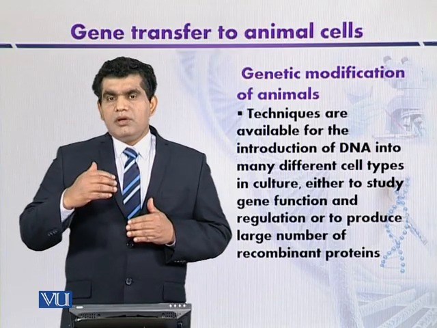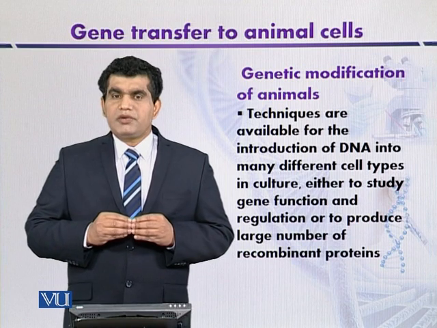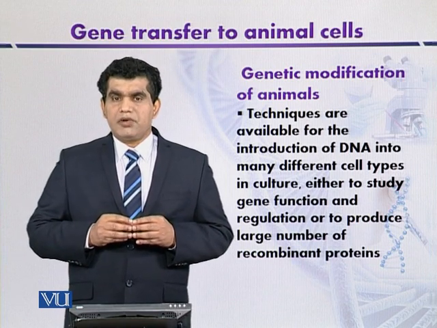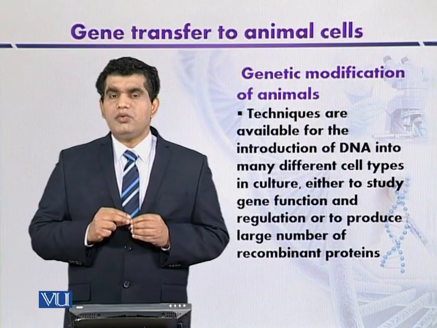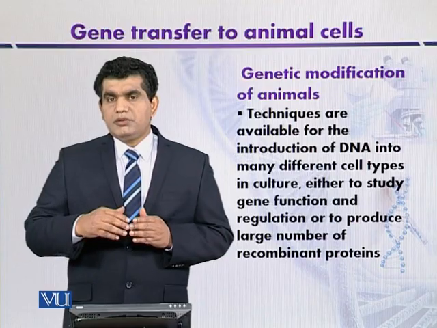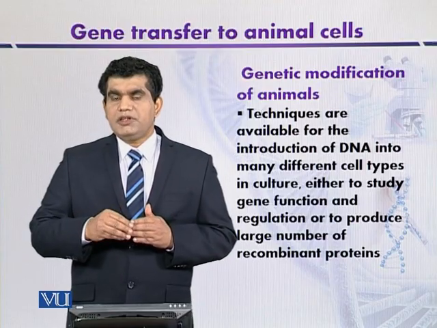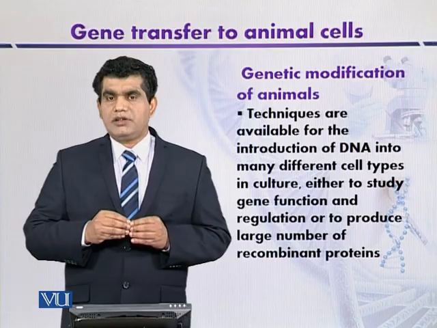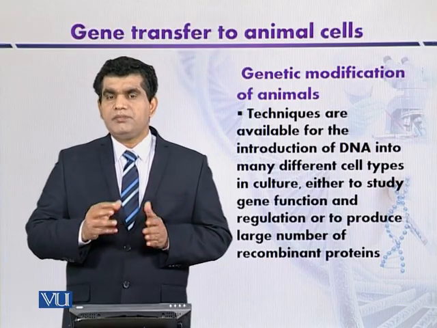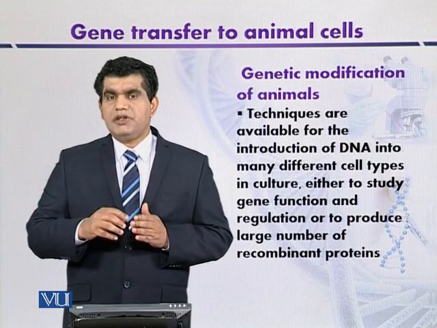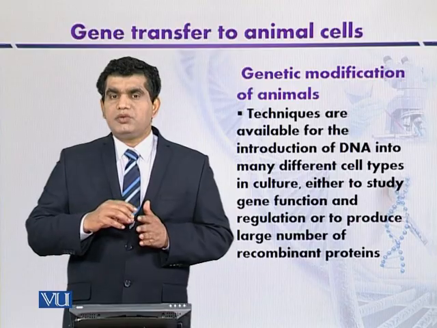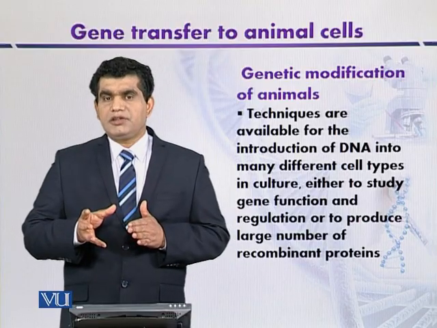So in the first part, we will focus on how somatic cells of animals can be transformed. Somatic cells are those cells that are not going to transfer their genomic DNA into the progeny or daughter cells, because they are more or less stable, and once they have been transformed with a foreign gene, they are not going to convert into transgenic lines.